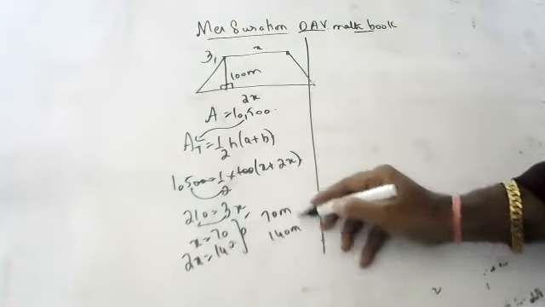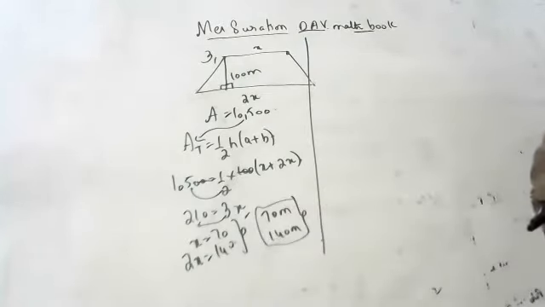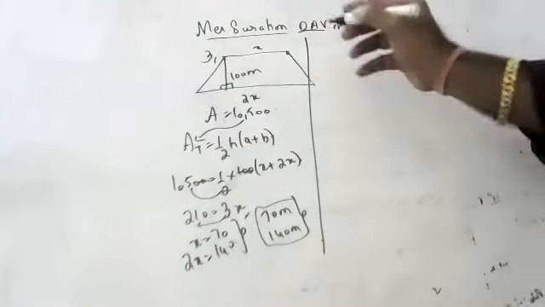What will you write as the statement? The two parallel sides of the trapezium are 70 and 140 meters, or centimeters, whatever they give.